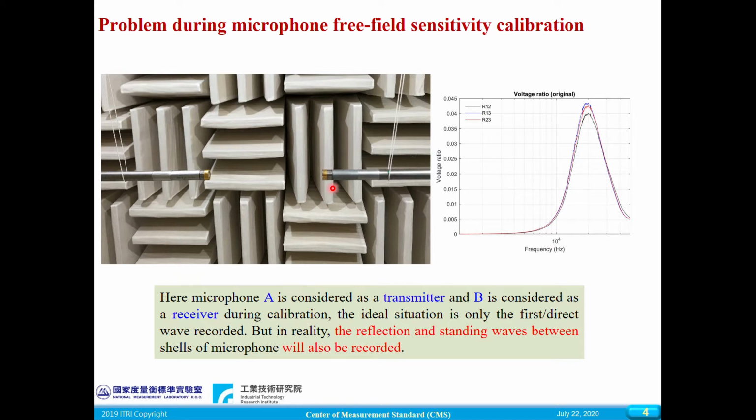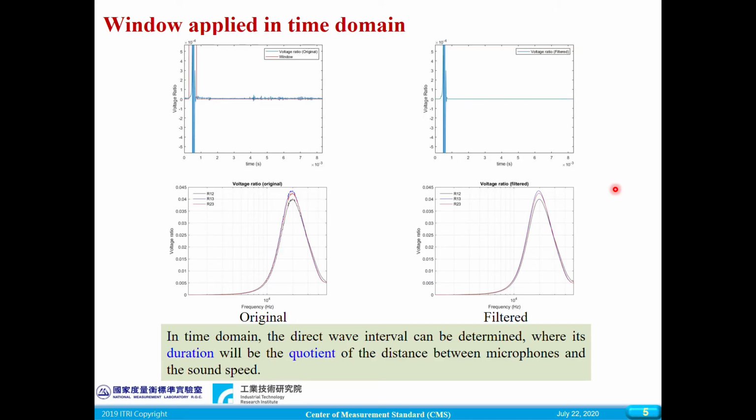During the calibration, the ideal situation is that only the direct wave is recorded, but in reality, the reflection and standing wave between the shells of the microphones will also be recorded. So this redundant data will show ripple on the curve, and we are taking it out. By applying inverse Fourier transform, we can see the interval of the first wave act.